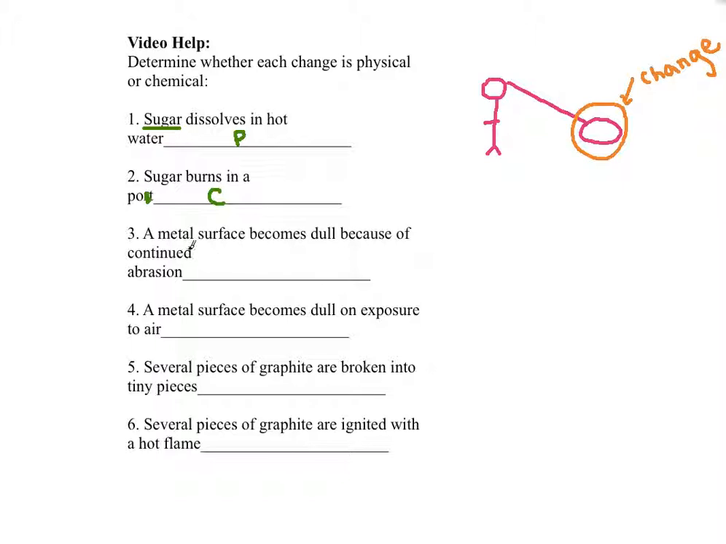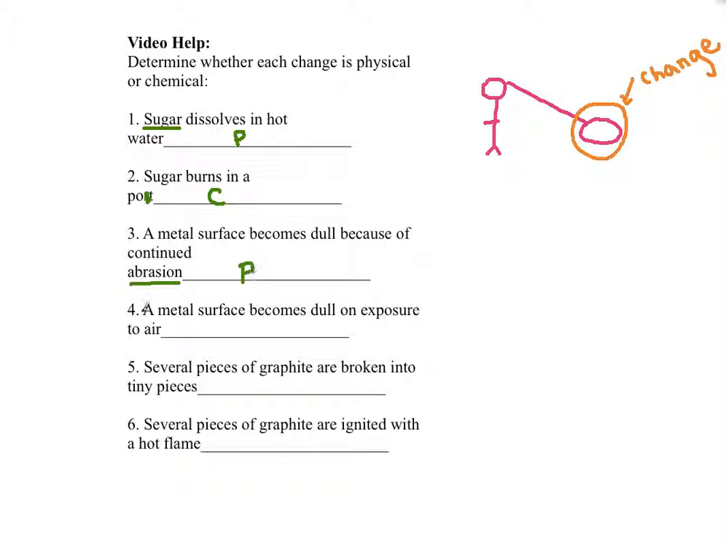Think about abrasion being something like cutting, right? So if you cut someone's hair off, you're not changing the identity of the hair. It's still hair, but you've just changed the way it looks. With abrasion, if I'm scratching at something, then I'm not changing the identity, I'm just physically changing it.